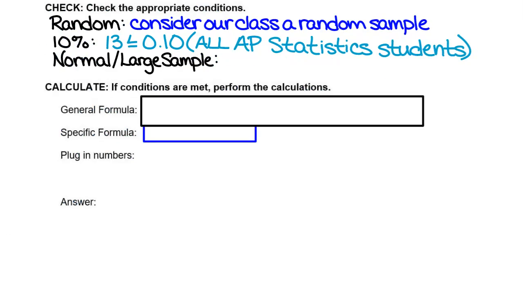Normal, large sample. How many different ways do we have of satisfying this condition? We've got 3 different ways of satisfying this condition. What's the one we always check for first? If the population is approximately normal. Do we know that? I have no idea what the population distribution for this would look like. So we can't make that assumption.